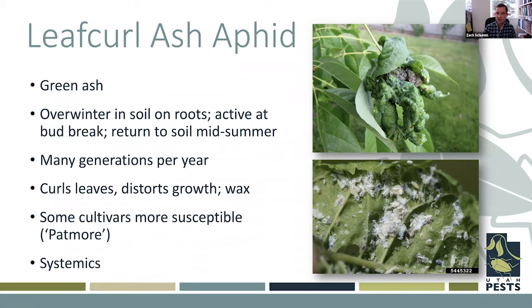When they feed on the leaves, they're going to cause a pretty characteristic curl in the leaves of the ash trees. You can also see waxy coatings on the insects themselves, which makes the leaves look waxy. Some cultivars, it's important to note, are a little bit more susceptible. But remember too that green ash isn't one of the native trees here in Utah. So if you only plant the native ash trees, it's less likely that you're going to have issues with leaf curl ash aphid. Typically we recommend systemics for leaf curl ash aphid.